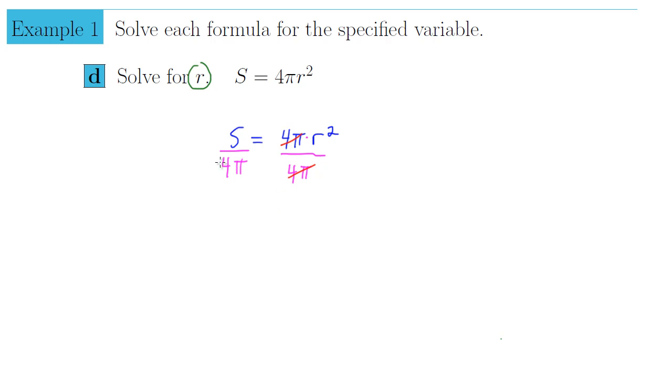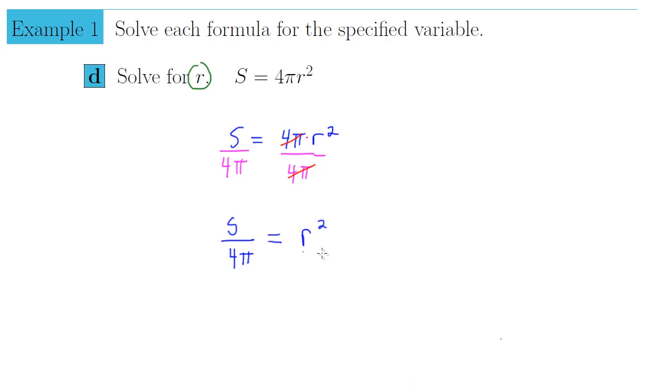Now, you might be concerned that we've introduced a denominator into our formula by dividing by this 4 pi. But don't worry about it because the denominator doesn't have the variable. There's no r in this 4 pi, so it doesn't really bother us. Let's write what we're left with and continue solving for r.